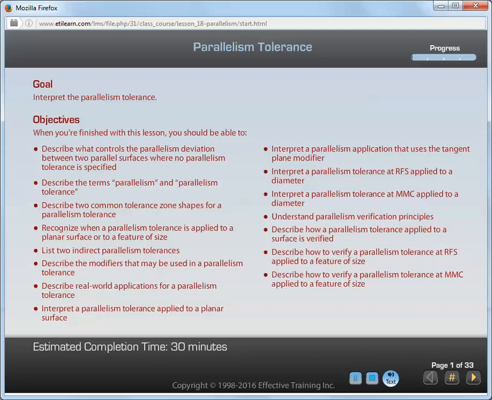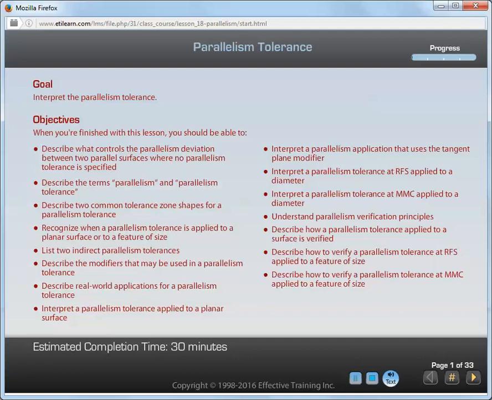Interpret a parallelism tolerance applied to a planar surface. Interpret a parallelism application that uses the tangent plane modifier. Interpret a parallelism tolerance at RFS applied to a diameter. Interpret a parallelism tolerance at MMC applied to a diameter.